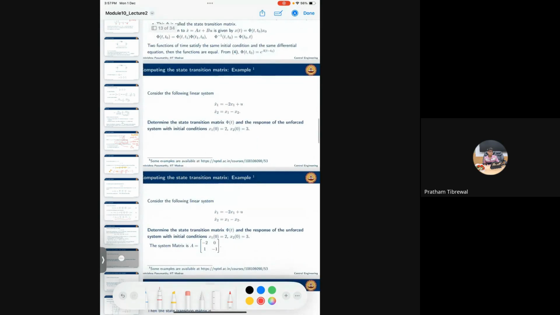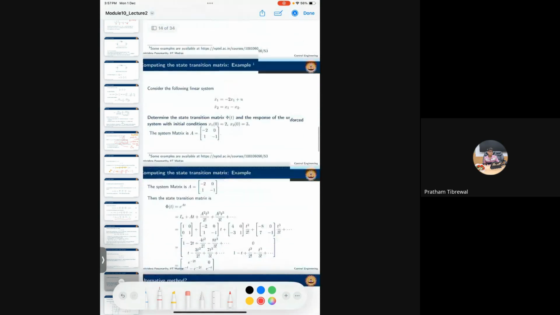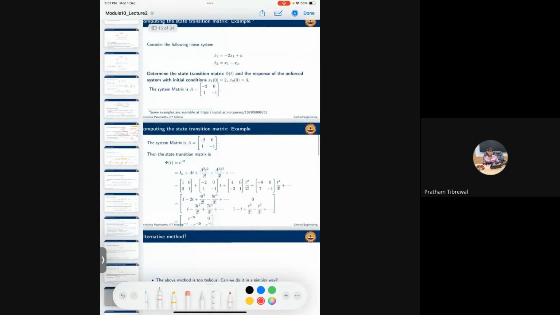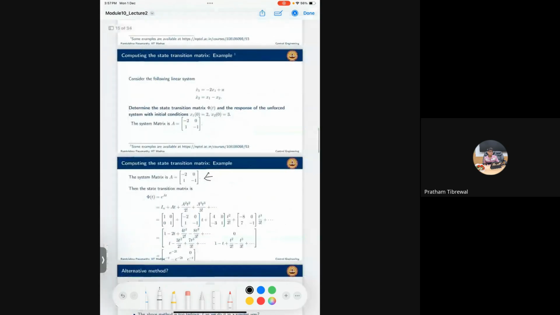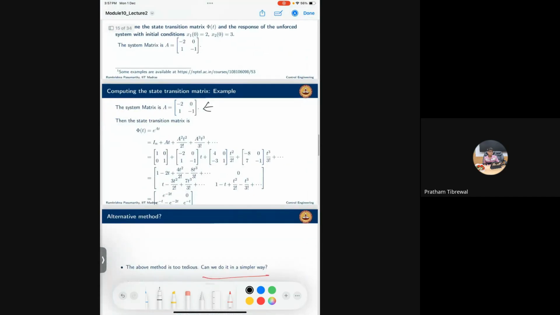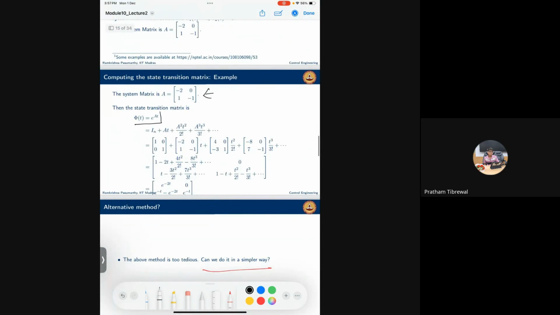Instead of going through all these things, for example, in this example it was given -2, 0, 1, -1. So this is the example. Consider this. I want you to find the solution to this equation. It is in terms of e power ax, where A is given as -2, 0, 1, -1. I'm asking you to find what is x of t.